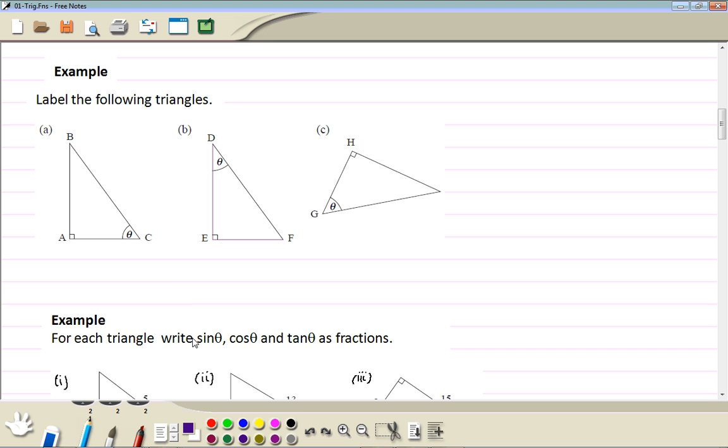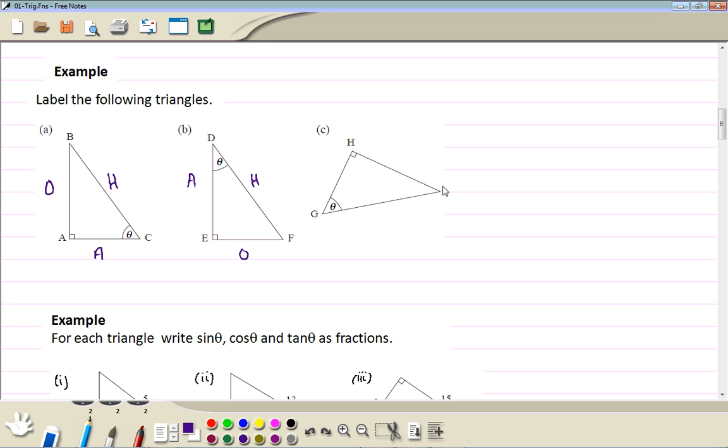Now we label these triangles. So BC is the longest side, so that's the hypotenuse. AC is the smaller side and next to the angle, so that's the adjacent. AB is opposite to the angle, so that's the opposite. DF is opposite to the 90-degree angle, so that's the hypotenuse. DE is the smaller side and next to the angle, so that's the adjacent. EF is opposite to the angle, so that's the opposite.